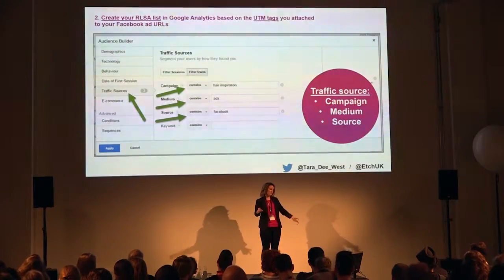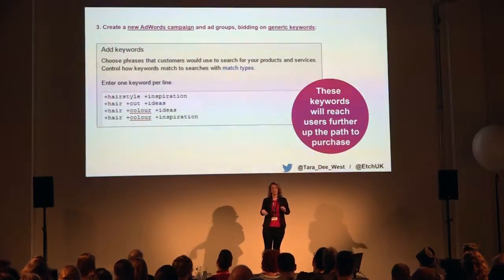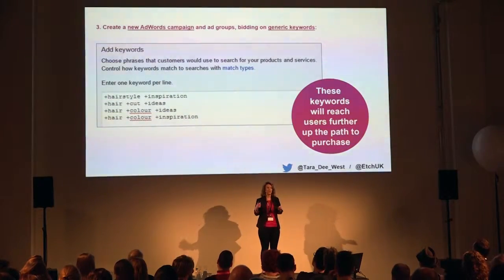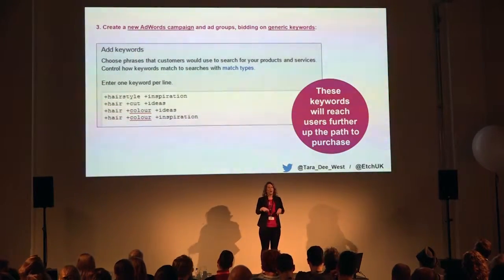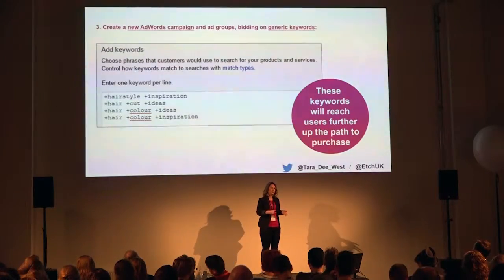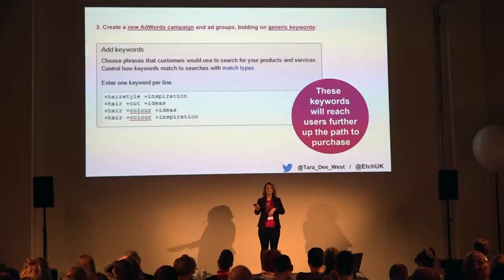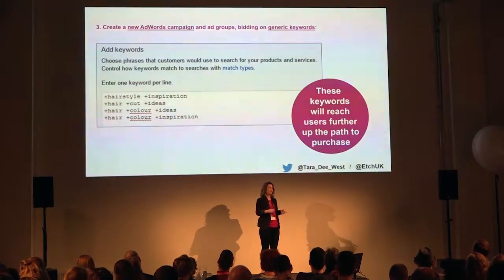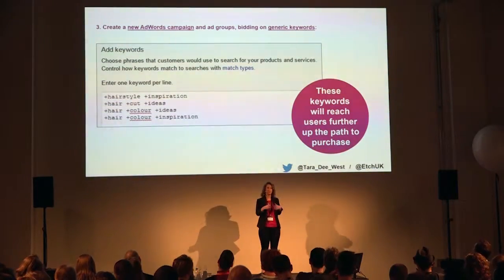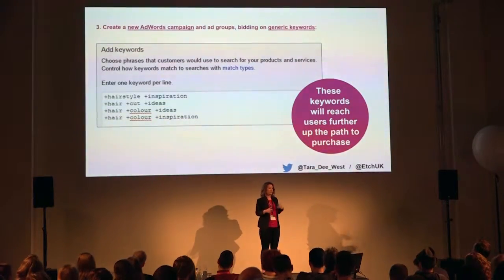Here's an example, so maybe it's hair inspiration or something like that. You then create your AdWords campaign, which is going to have your generic keywords in that you wouldn't normally bid on. In this instance, it definitely should go in a new campaign. Don't just create a new ad group within an existing campaign. And the reason is that you don't want it to share the budget of your existing campaigns, because this is going to convert quite differently to how they convert. So you'll want to set different budgets. So here we've got these generic keywords that are going to reach people much further up the funnel that you wouldn't normally bid on.